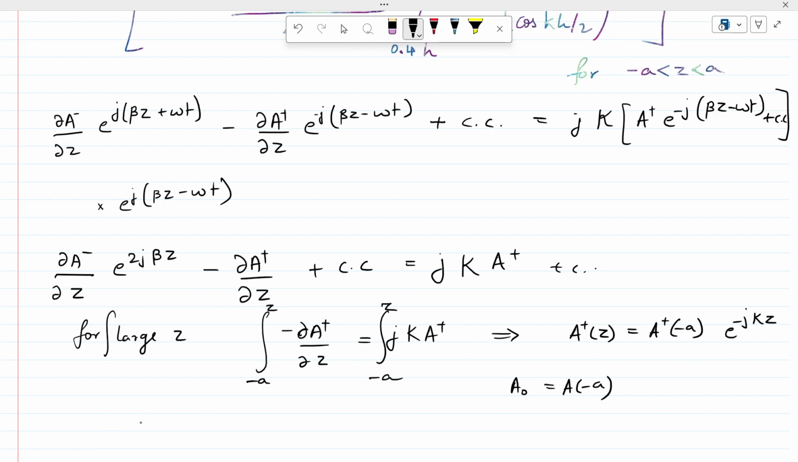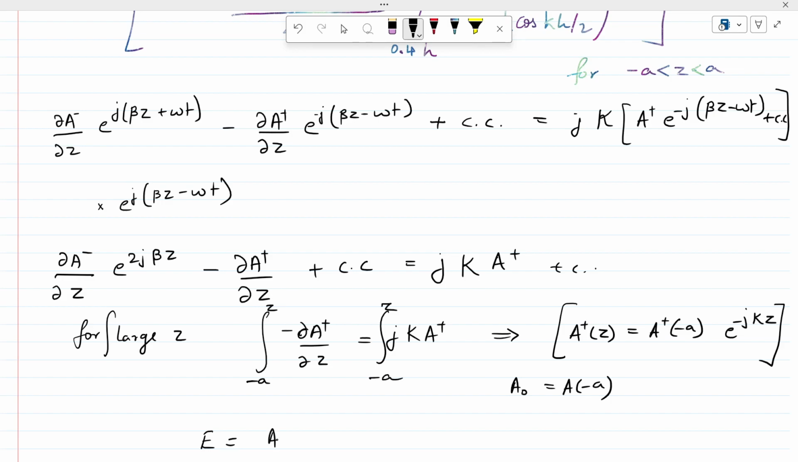Now, if my amplitude is varying like this, we have already gotten the amplitude variation of the forward propagating amplitude. The forward propagating amplitude is nothing but the forward propagating amplitude at minus a with the additional phase term. So if this is my amplitude variation, my electric field E of x, z comma t will look like, let's set it as E. Electric field will be nothing but A plus of z.